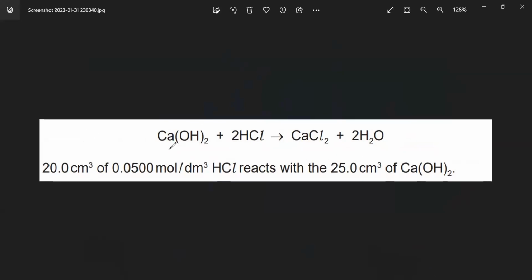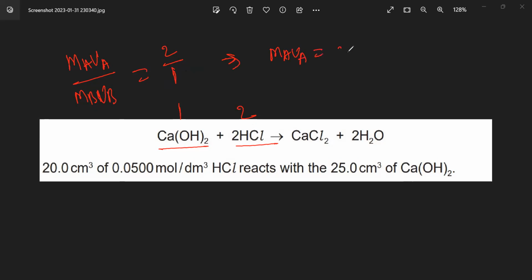So obviously it is very clear in the question, our base is calcium hydroxide, acid is HCl. Now if you look at the equation, we know again MAVA upon MBVB. Okay, now let us see, 1 mole of base is reacting with 2 moles of acid here. So basically we have 2 moles of acid reacting with 1 mole of base. So ultimately this equation becomes MAVA equals to 2 into MBVB. Okay, so this is going to be the equation which will give us the answer.